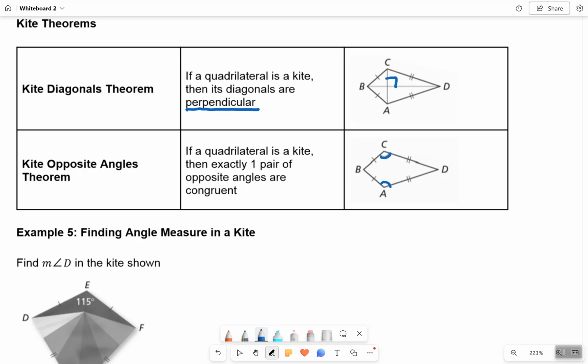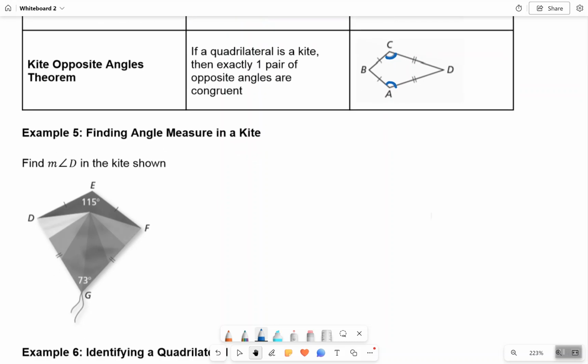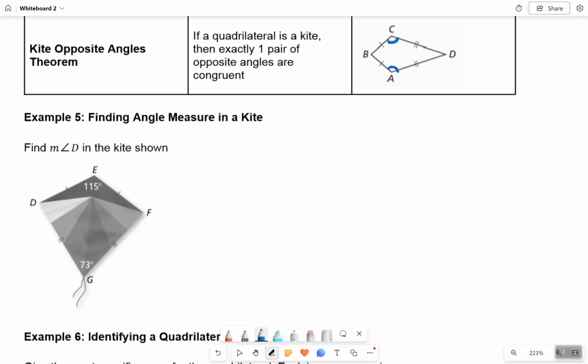Okay. So let's look at this down here in example 5. It says, hey, angle E is showing up here. You've got 115 and 73. All right.